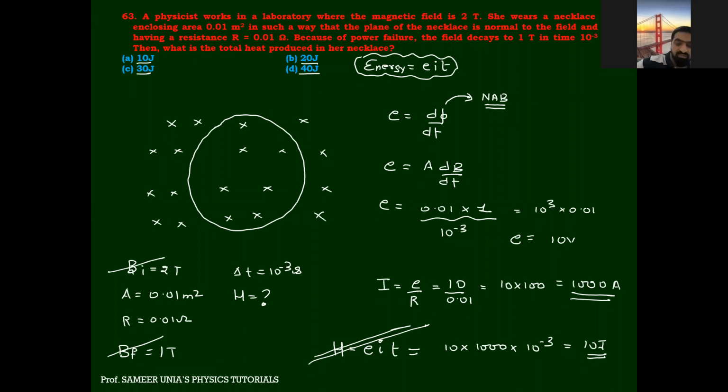This is how you do it. I'm just wondering, 1000 ampere is a very big current. Okay, here it is given as just 1000 ampere current. The person will not survive wearing the necklace.